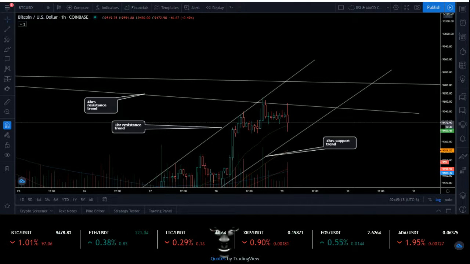Support occurs where a downtrend is expected to pause due to the concentration of demand. Resistance occurs where an uptrend is expected to pause temporarily due to a concentration of supply. Okay, yan. Supply and demand. Okay, so yung support is which daw the demand. Yung supply is yung nasa resistance natin.